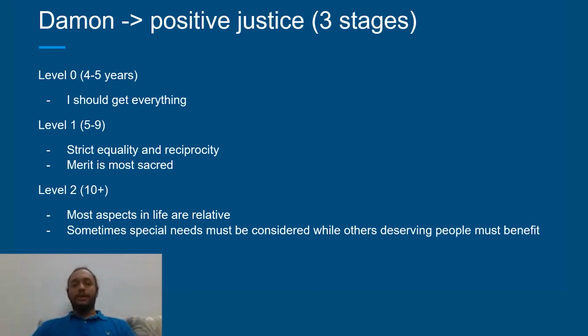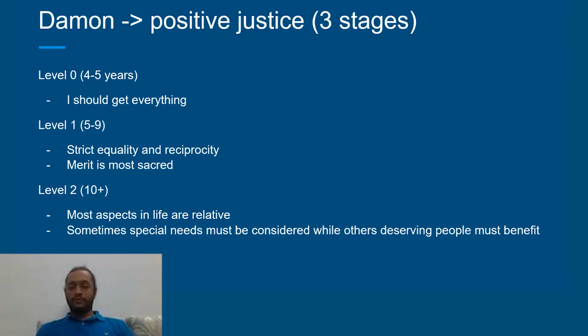Then you have Damon. Damon gives us the three stages of positive justice that people go through. At level 0, children think of justice as everything should benefit me. That's justice, right? Justice is done if I win. Then they reach level 1 between 5 and 9, where everything should be strictly equal and everything should be reciprocal, irrespective of who needs, doesn't need, doesn't matter. Merit is sacred. Whoever is doing well should win, right? That's another level of moral development.